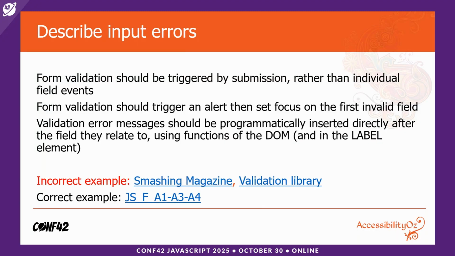Field errors is one example. Form validation should always be triggered by submission rather than individual field events. Form validation should trigger an alert, then set focus on the first invalid field. Validation error messages should be programmatically inserted directly after the field they relate to using functions of the DOM and in the label element. So let's have a look at some examples.